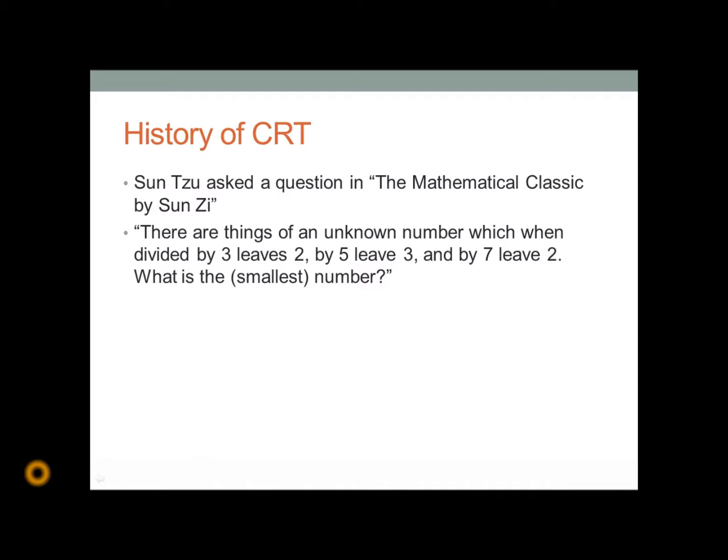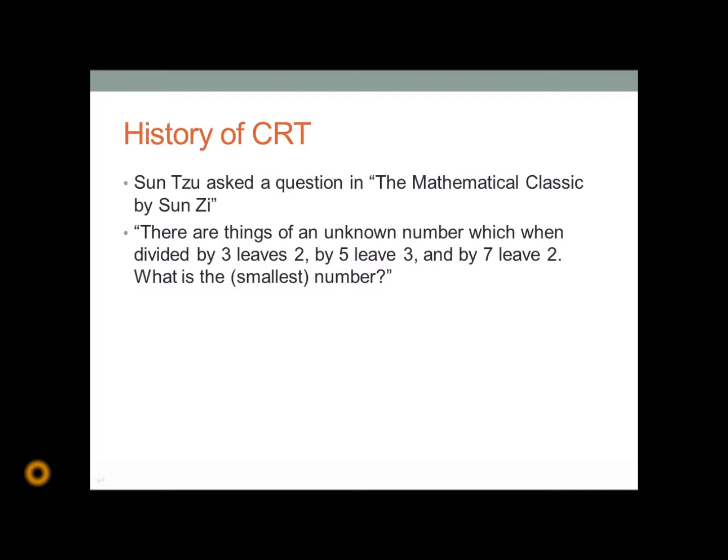There's a series of unknown numbers such that if it's divided by 3 it gives a remainder of 2, if divided by 5 it gives a remainder of 3, and if divided by 7 it gives a remainder of 2. So what's this number? A lot of people will go and guess, but it's kind of troublesome to guess a number which has to satisfy these 3 conditions.